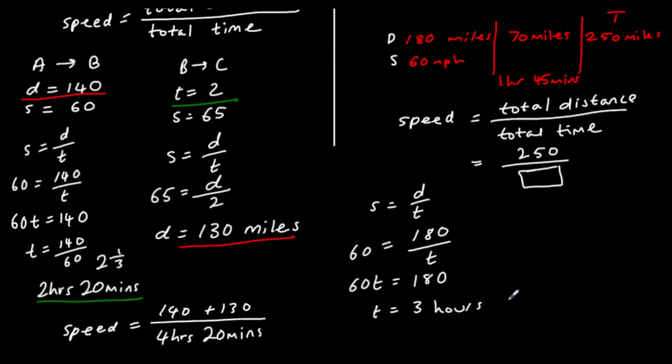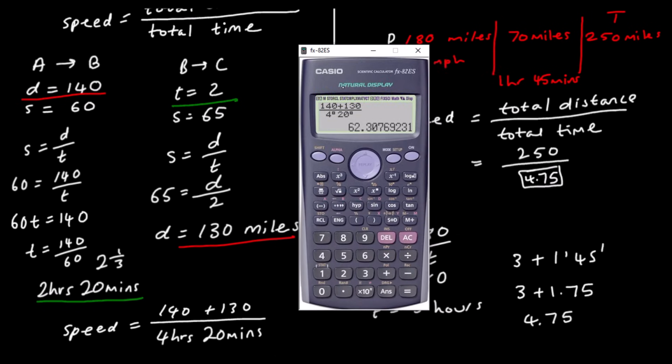So we've got 3 hours and 1 hour 45. So the total time is 3 plus 1 hour 45 minutes. Or we could say 45 minutes is 3/4 of an hour. So in hours, it's 4.75. So we could use 4.75, or we could use the time button on the calculator and write 4 hours 45 minutes. Either way, it will give us the same answer.